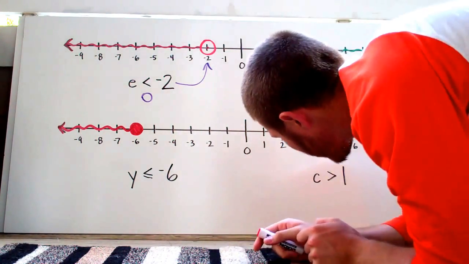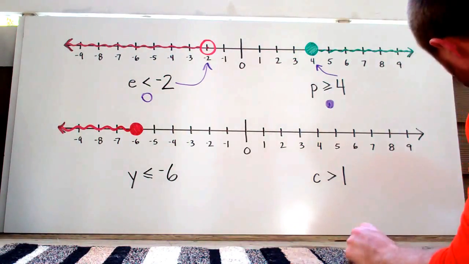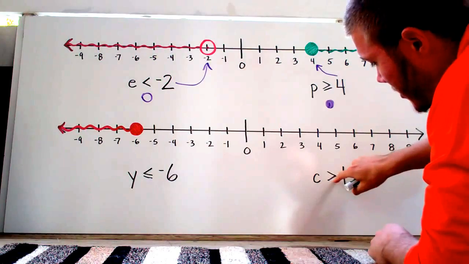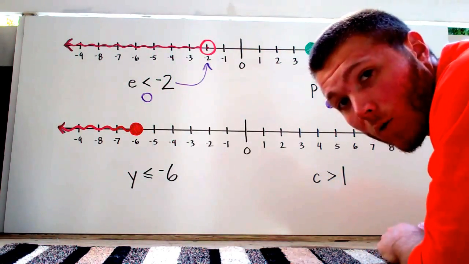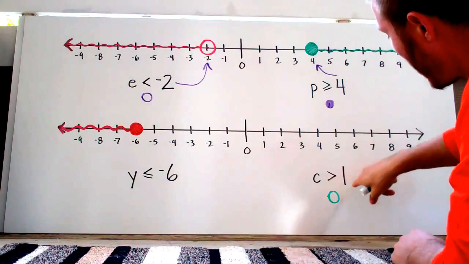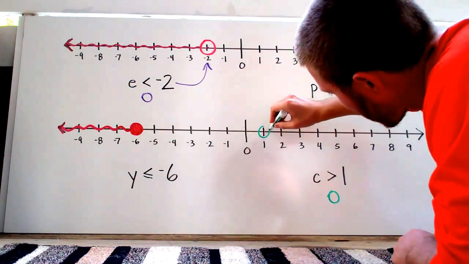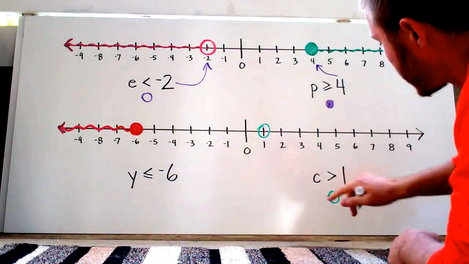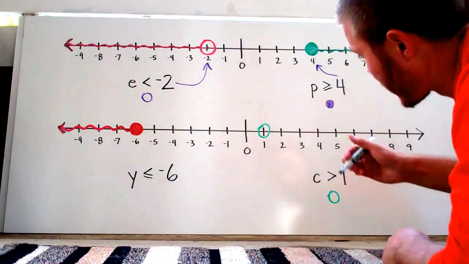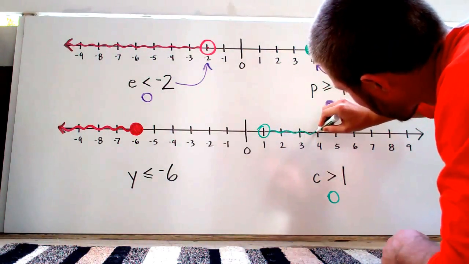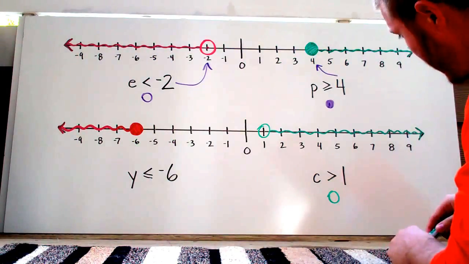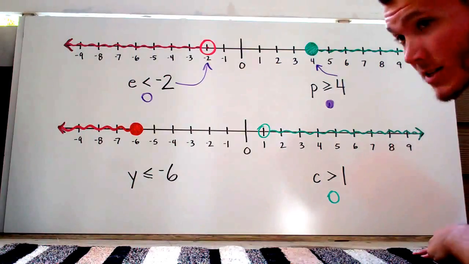Alright, next one. C is greater than 1. No equal sign, no line underneath that inequality. So we're going to use an open dot. So I'm going to put that open dot on the 1. And C is greater than 1. Greater values are to the right on the number line. So I'm going to shade to the right on the number line. Okay? That's it. That's all you guys had to do.